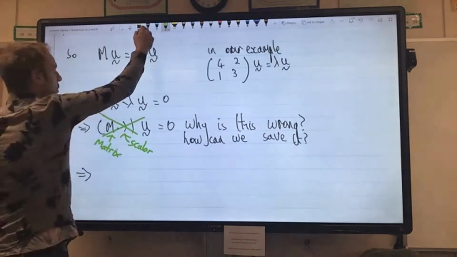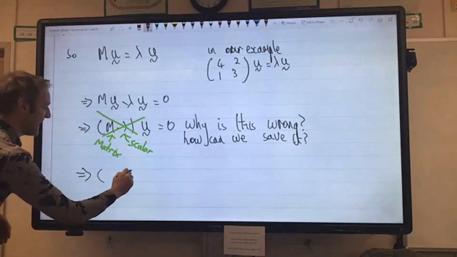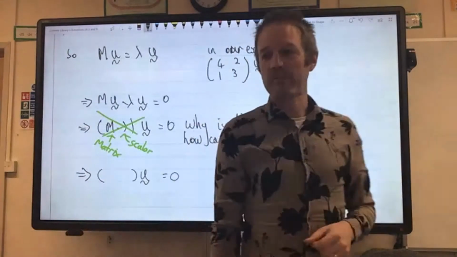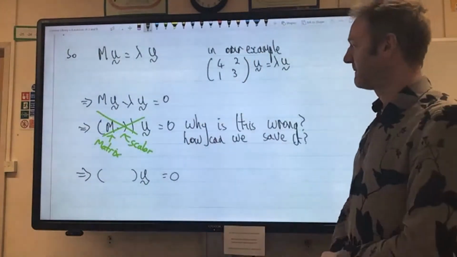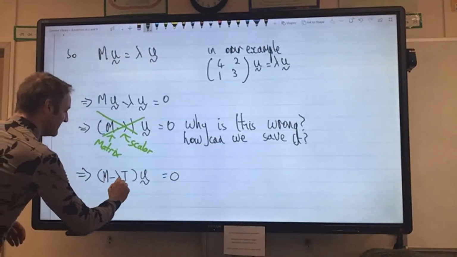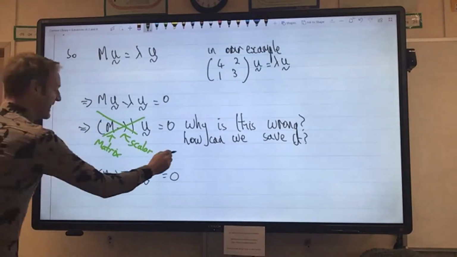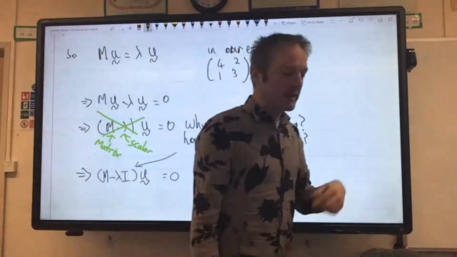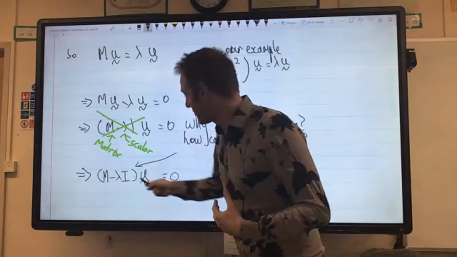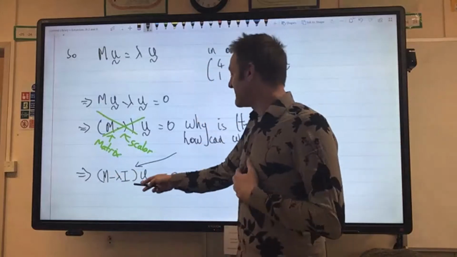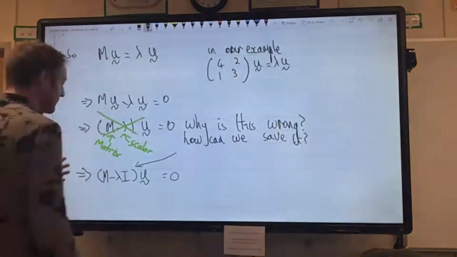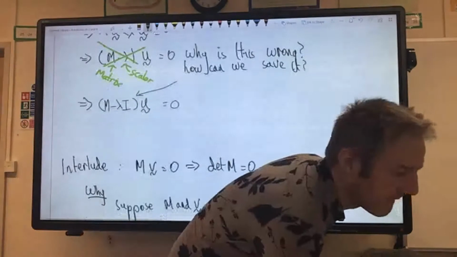So how can I save it? What can I write here that is basically exactly the same that now makes sense? M minus lambda I. Exactly right. Good. Who said that? Okay. Thank you. We save it like that. And now that does work because matrix multiplication is distributive over addition and subtraction. It does mean you can multiply out the brackets. This does multiply out to Mu minus lambda I u, which is the same as M minus lambda u. So it does work. Okay.